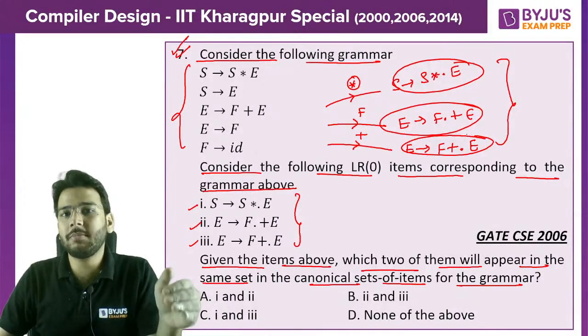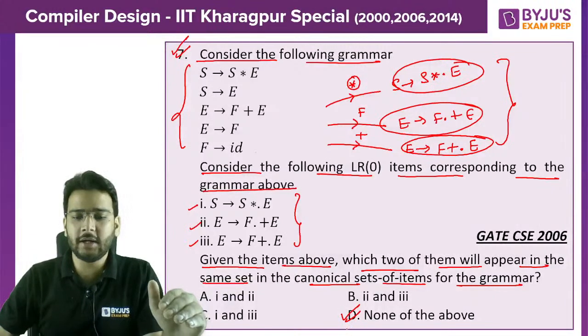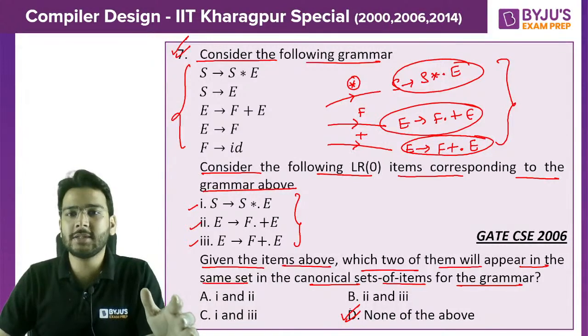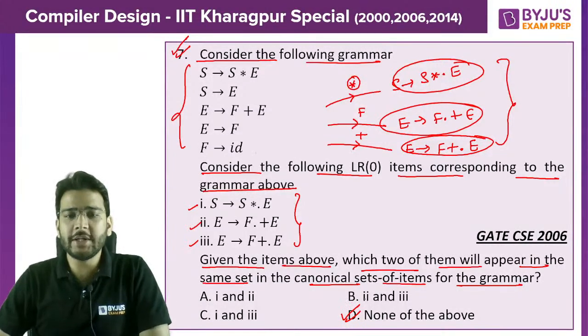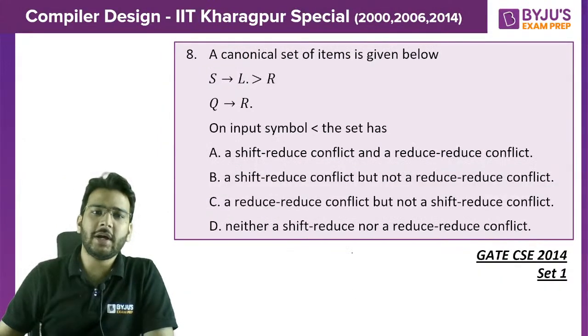That is not possible in this case. Not possible in this case. D, none of the above, is the correct answer. You cannot get any of the items in a single set. No, that is not possible. D is the correct answer for this question. Let's proceed to the next question.